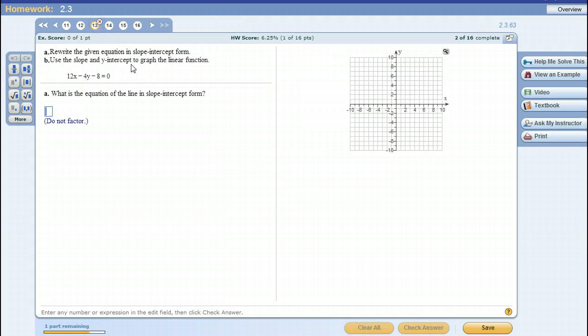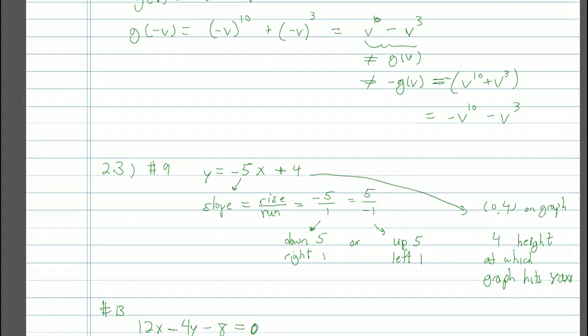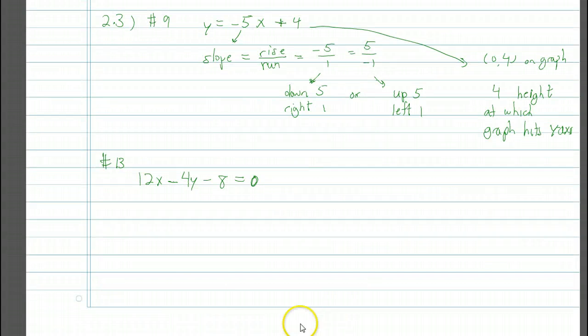Okay, let's also move on and do number 13, which is a similar problem. Here they're giving us the equation of a line in more general form. We're supposed to put it in slope-intercept form and then plot the equation. So let's go over and do that. To put this in slope-intercept form, you're just going to solve this equation for y. So we're going to subtract 12x over, add 8 over, and then we'll eventually divide by the coefficient of y, which is negative 4, to solve for y.